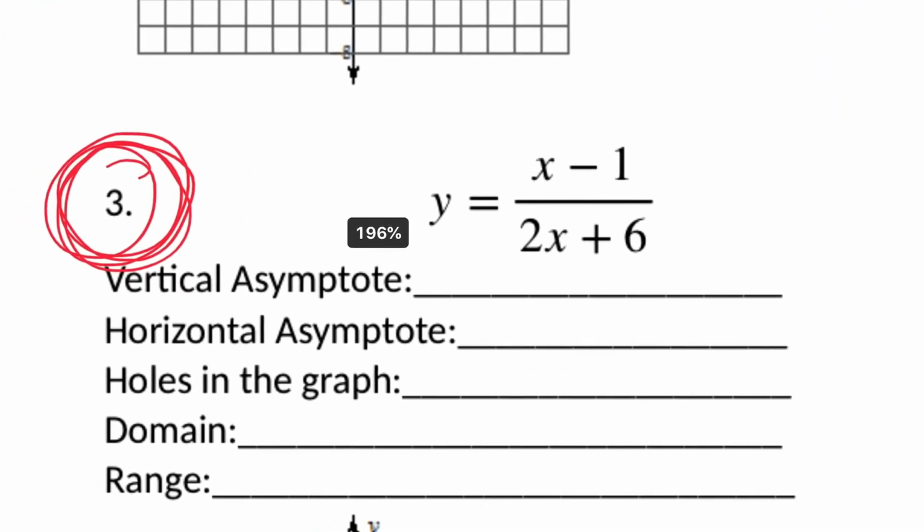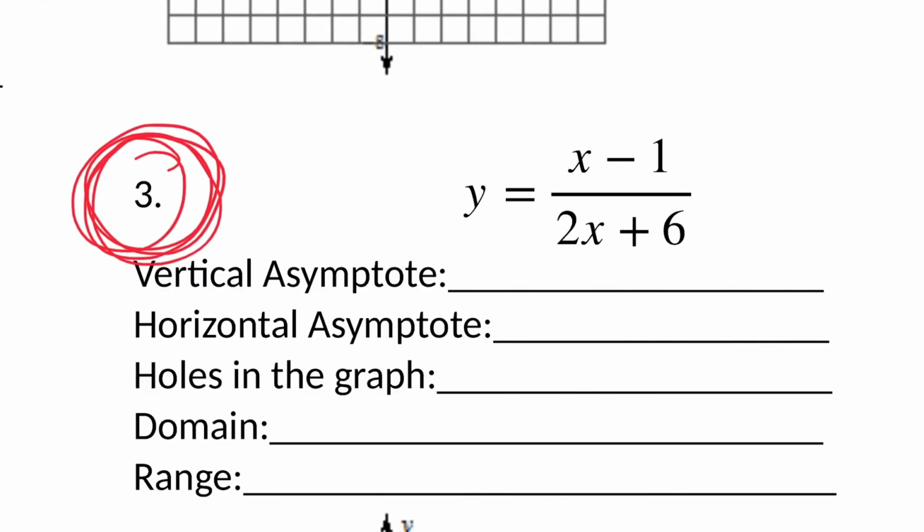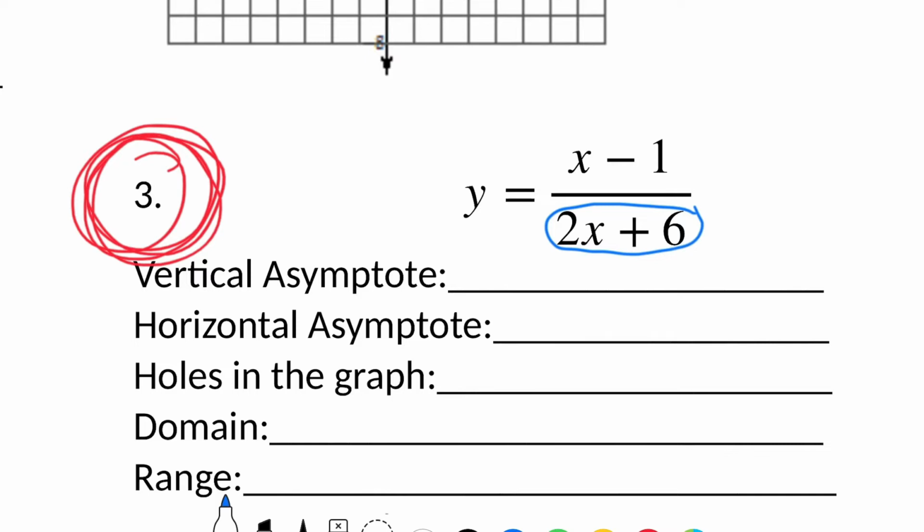So let's look at number 3. For your vertical asymptote, again, you're only focused on your denominator. So 2x plus 6 equals 0. You're going to subtract 6 on both sides. You have 2x equals negative 6. Divide by 2, divide by 2. X equals negative 3.